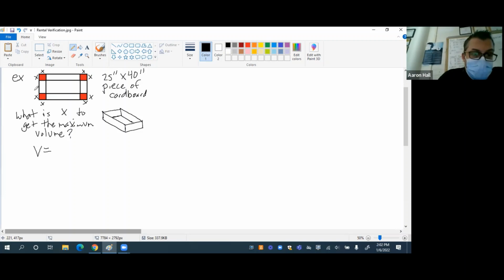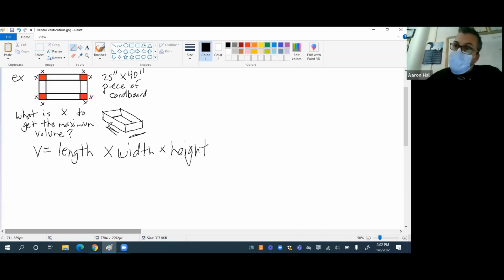I am just going to say this is our length times the width times the height. I don't care what you call these, whether this is the length and that's the width or whichever, but it's multiplication. Multiplication follows the commutative property, so the order doesn't really matter.